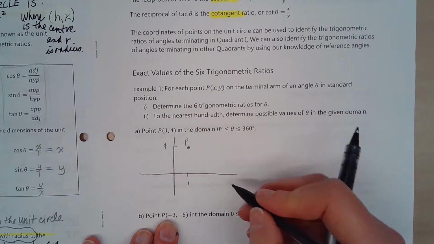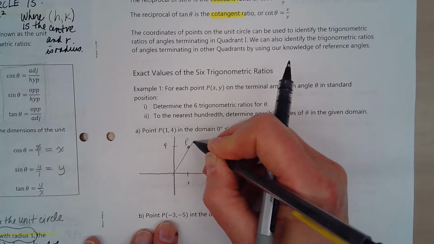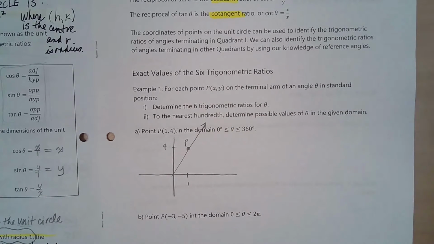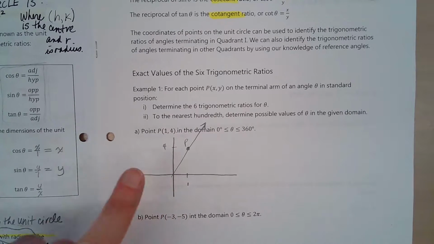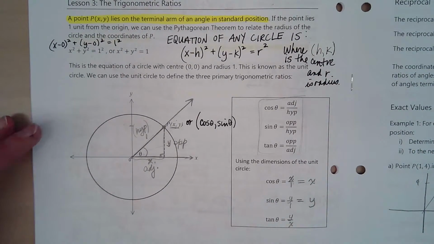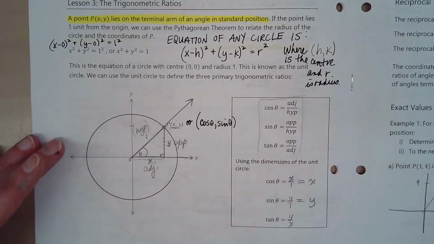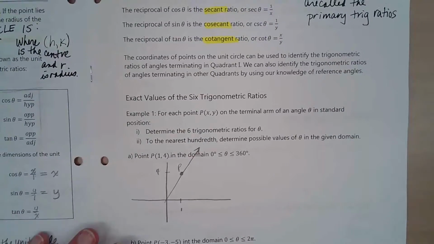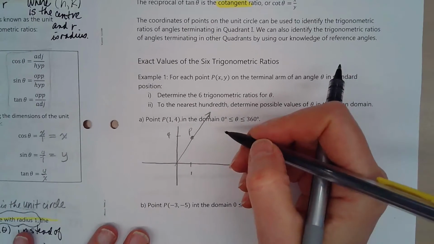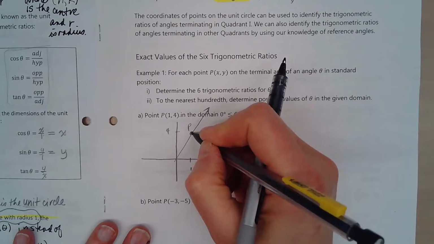It lies on the terminal arm of an angle in standard position. Okay? Now, the interesting thing is, this point is not on the unit circle, is it? I don't think it can be, right? Because this is way bigger than a radius of 1. But it doesn't really matter, because we're talking about the trig ratios themselves. As long as we can get them developed, it doesn't really matter. This concept applies to any circle, right? Big or small. So we're just going to use this concept and see if we can come up with our trig ratios.